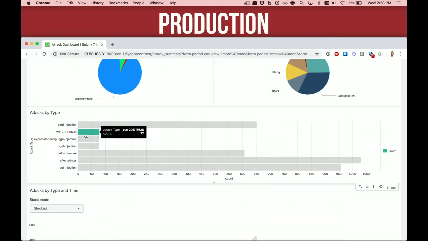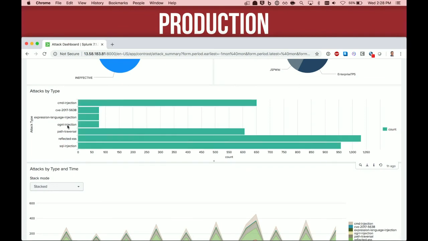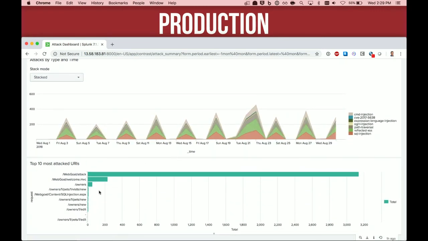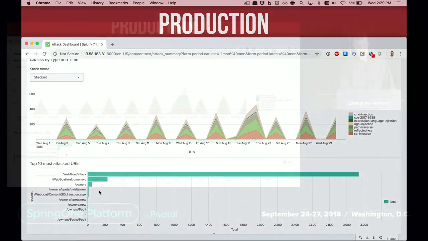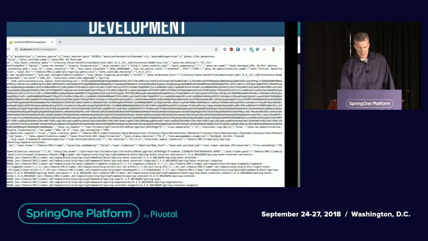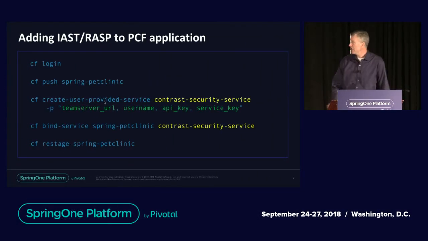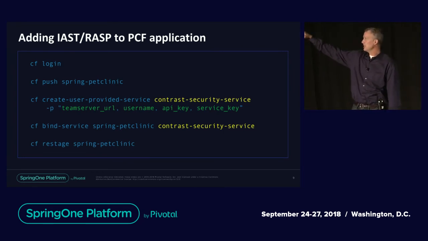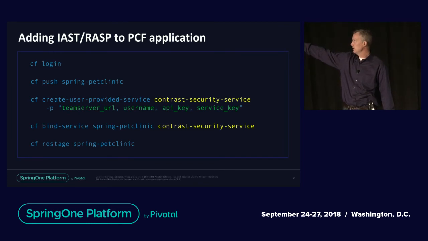You can see the second one, that's the CVE that took down Equifax. And so, OGNL injection, we see quite a lot of that, which is a big Spring problem. And you get sort of a timeline of when are people attacking you, what URLs are they hitting, all that kind of information. Okay, so sorry for the whirlwind tour of RASP, but that's where we're at. This is how you deploy IAST and RASP in PCF. Essentially, you can just create the service and add it to your application and then restage your app.